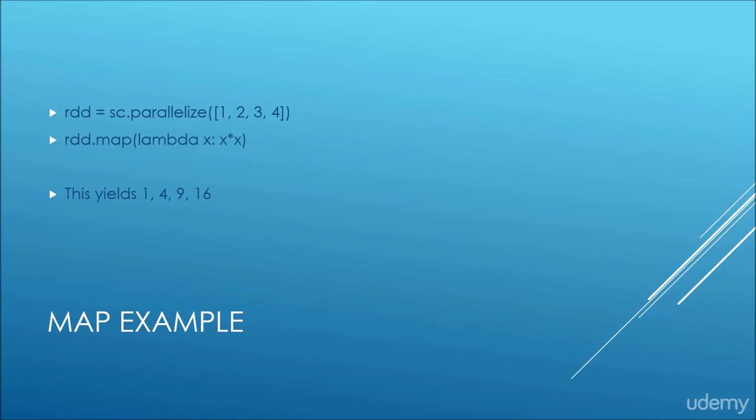So let's say we have an RDD that's just hard-coded to contain the values 1, 2, 3, and 4. In Python, I could just say rdd.map and pass this lambda function of x points to x times x, and that one line will go ahead and square every value of that original RDD, and it will return a new RDD that contains the values 1, 4, 9, 16, which are the squares of 1, 2, 3, and 4.